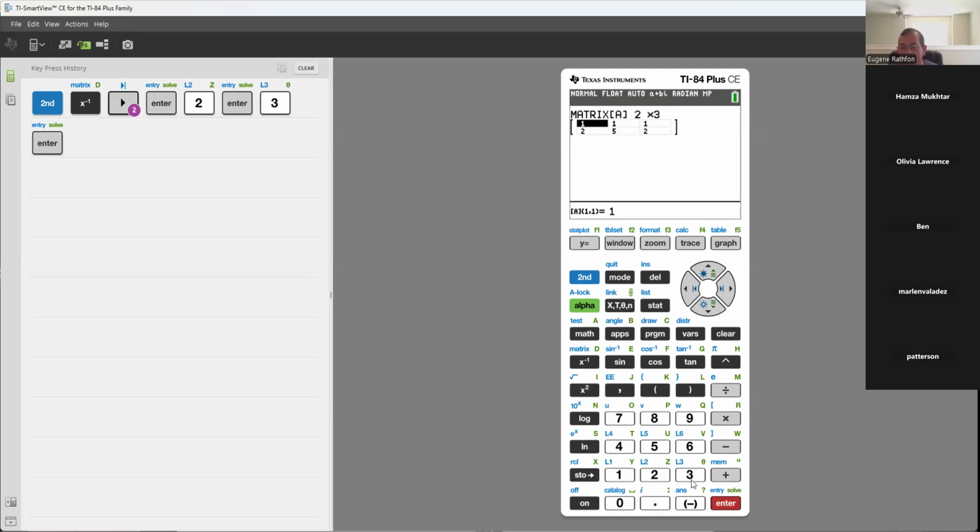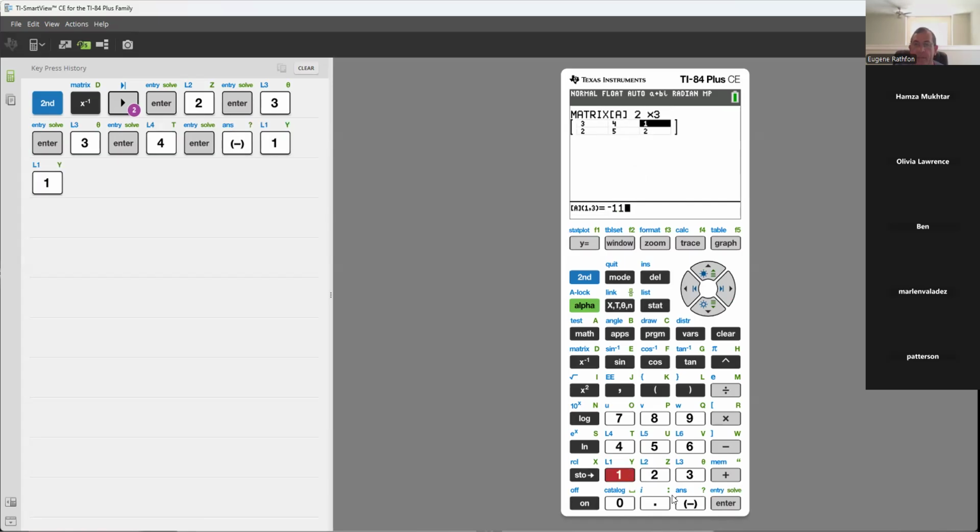So for that one, I had 3x. I'm going to put 3 enter. Then you had 4y, so that would be 4 enter. And then you had -11 for the first answer, enter. Now the calculator knows the first column is the x's, the second column is the y's, and the third column is those answers, okay? So my second equation was 4x, so that'd be 4 enter.